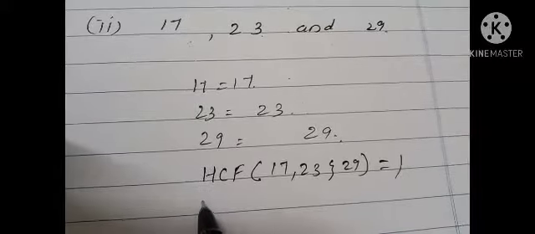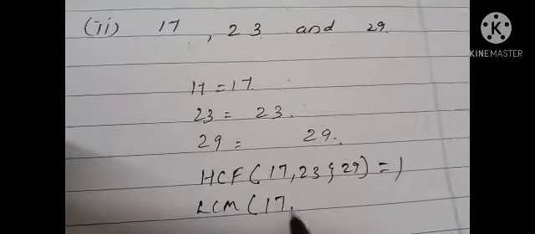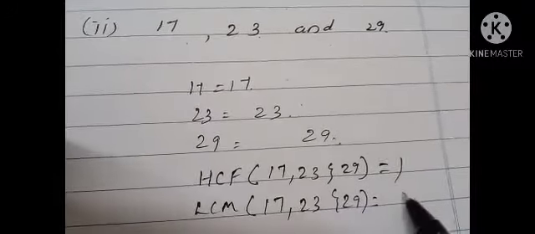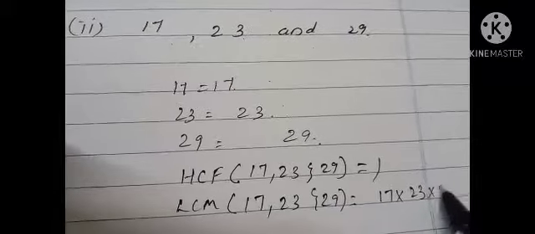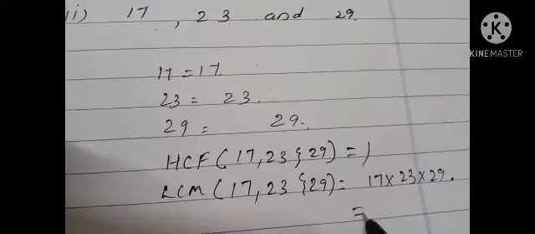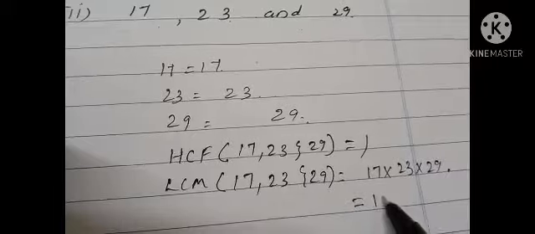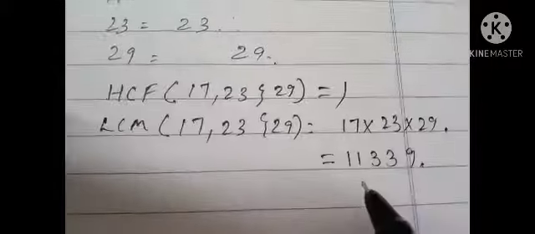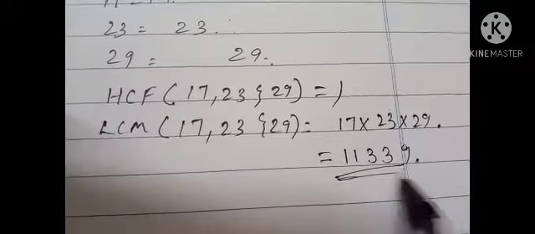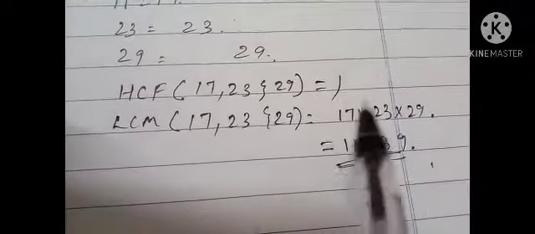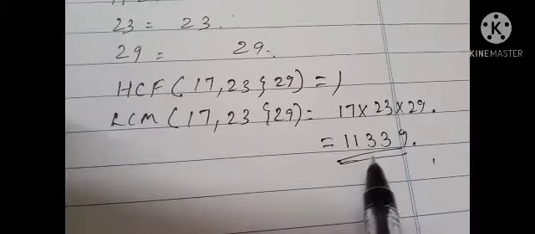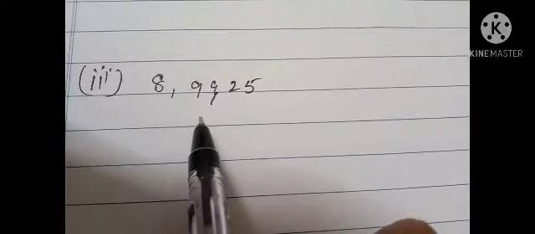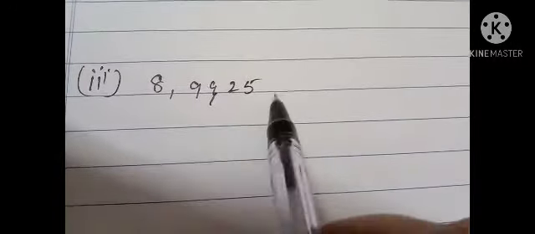Then the LCM of these three numbers 17, 23 and 29 equals the product 17 into 23 into 29. We can find the product. It is 11,339. When we multiply these three numbers, we will get 11,339. Okay, then HCF equals 1, LCM equals 11,339.